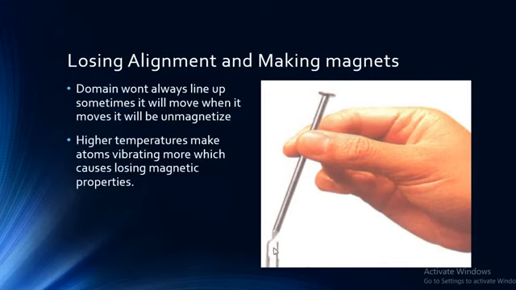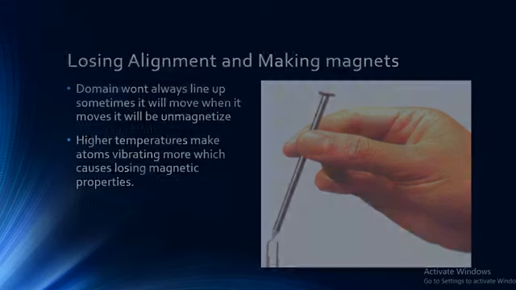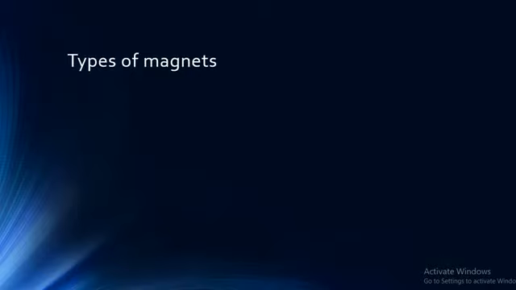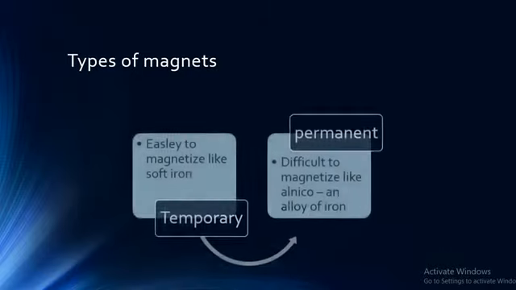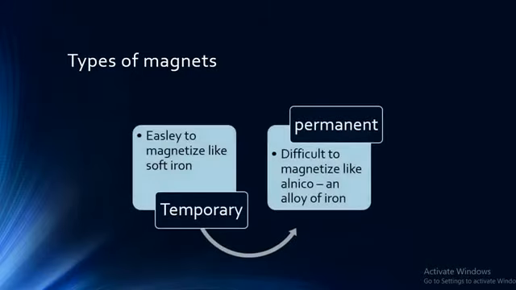This clip is held by the pin. The pin is holding this clip because it has gained magnetic properties. Types of magnets. We have two types of magnets, temporary and permanent. Temporary is easy to magnetize, like soft iron. The permanent one is difficult to magnetize, like alnico and alloys of iron.